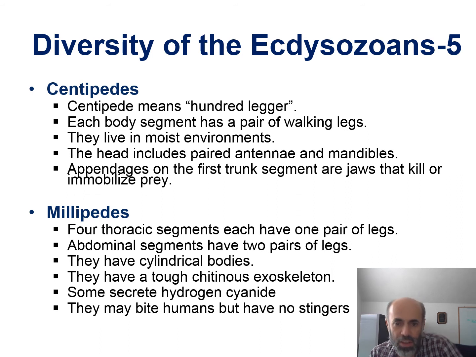Millipedes have 4 thoracic segments, each with 1 pair of legs. Their abdominal segments have 2 pairs of legs. They have cylindrical bodies and a tough, chitinous exoskeleton. They secrete hydrogen cyanide, which can be used to immobilize their prey. Hydrogen cyanide is more like a poison. They may bite humans but have no stingers, so they don't sting like bees and wasps.